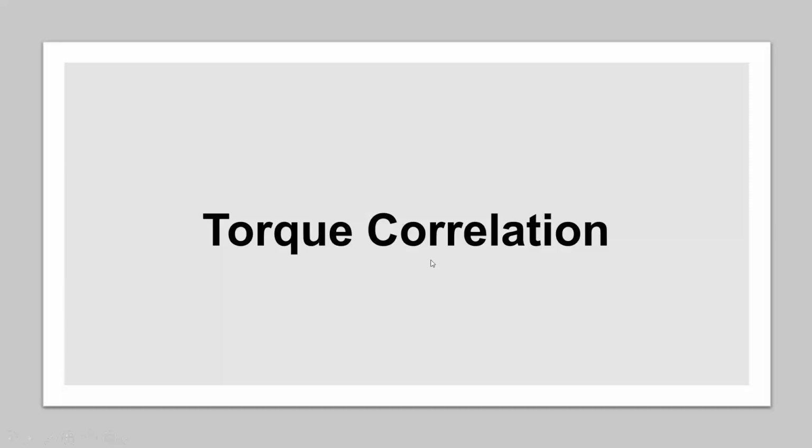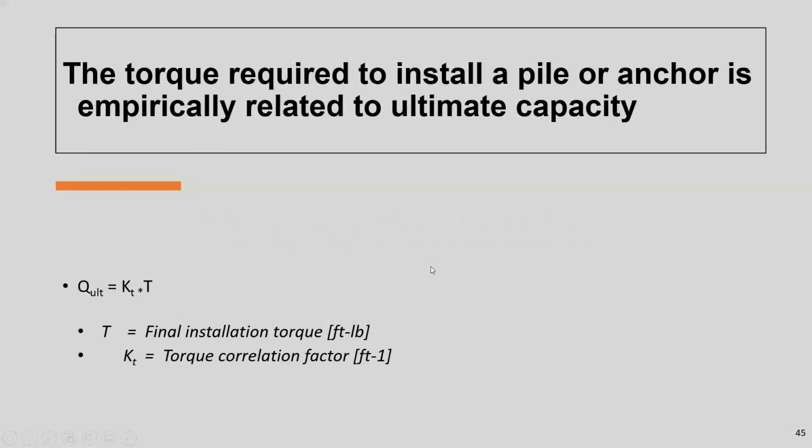So what does the torque correlation mean? Torque correlation basically says the torque required to install a pile is empirically related to ultimate pile capacity. That means Q ultimate is equal to KT multiplied by torque. Torque is the final installation torque, we call it final termination torque or final installation torque. KT is the torque correlation factor, or capacity to torque ratio. Usually we call it the torque correlation factor. That's the one we use.